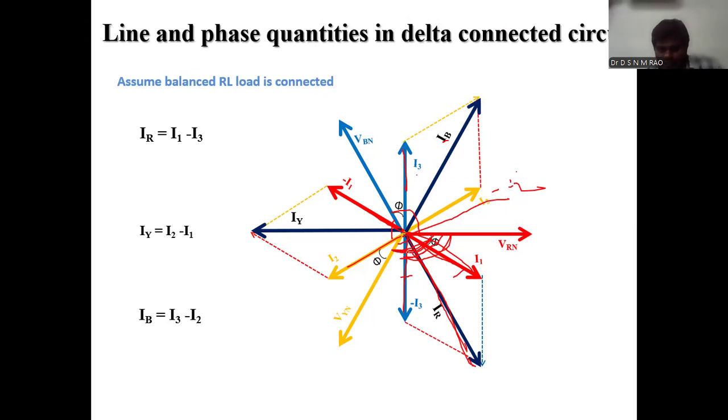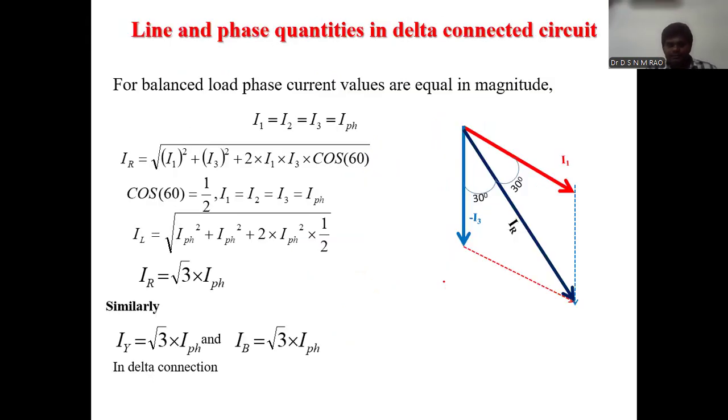So what is the total angle between I1 and minus I3? It will make a total of 60 degrees, exactly 60 degrees. The remaining is 30 degrees and 30 degrees. There is a total of 120 degrees between any two phases. So here 30 degrees, exactly half. 30 plus 30 is 60 degrees. So similarly, we use the parallelogram law for vector addition.